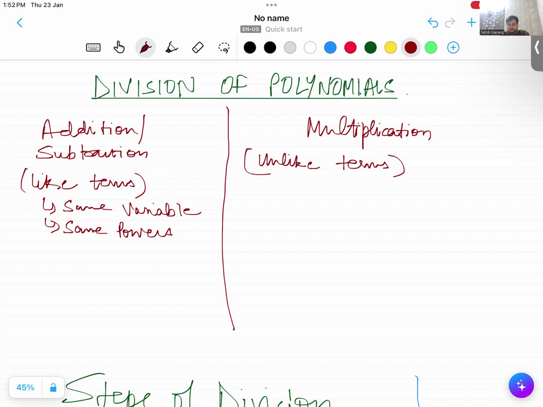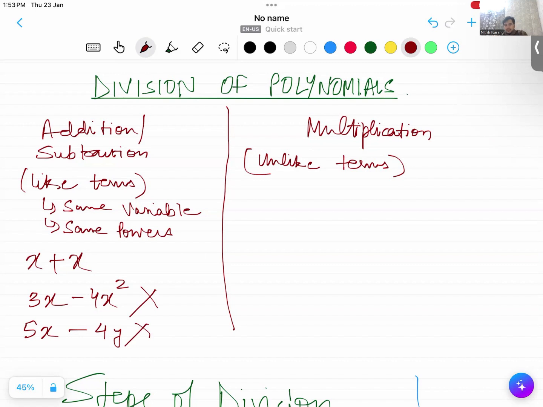Okay. For example, in addition and subtraction, x plus x can be added or subtracted. 3x minus 4x can be added or subtracted. But 3x minus 4x square cannot be added or subtracted, and 5x minus 4y can also not be added or subtracted, because these two are examples of unlike terms. Why? Because in the first case the powers are not the same, and in the second case the variables are not the same. So for like terms, powers as well as variables should be the same to get added or subtracted.